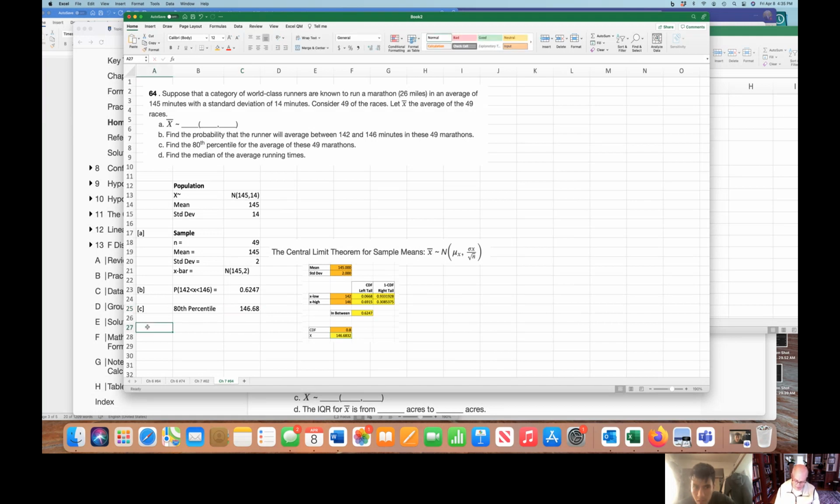D, what's the median? And I would say trick question, because the median, mode, and mean are all the same in the normal distribution. So it's 145. There you have it.